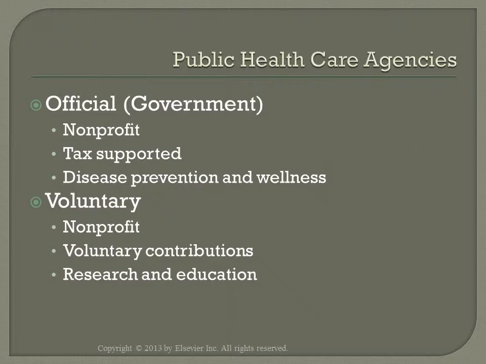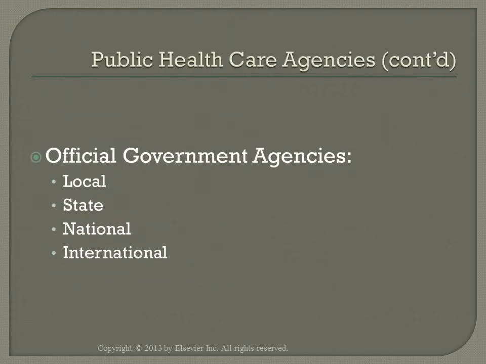For example, there is AA Rural Services, Al-Anon Family Headquarters, and the American Foundation for AIDS Research. Voluntary public health care agencies determine their programs by supporter interest. Both types operate at the local, state, federal, and international levels.